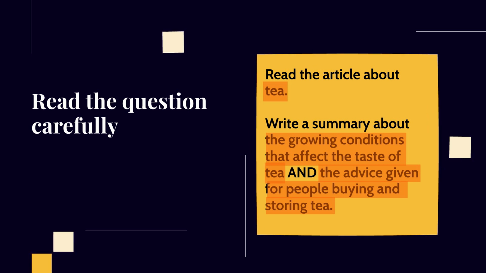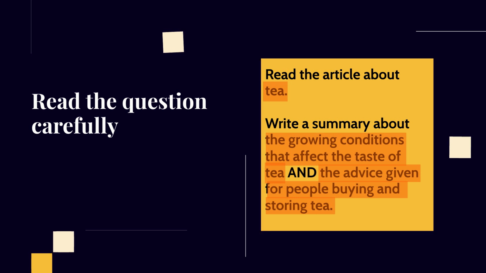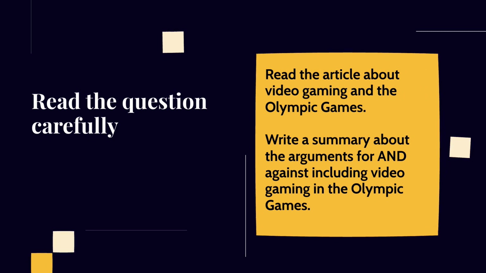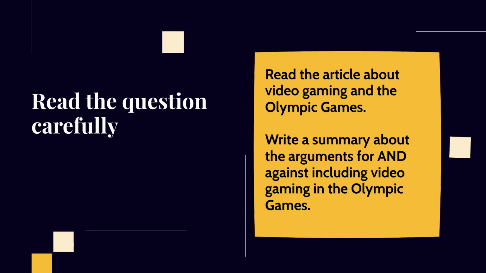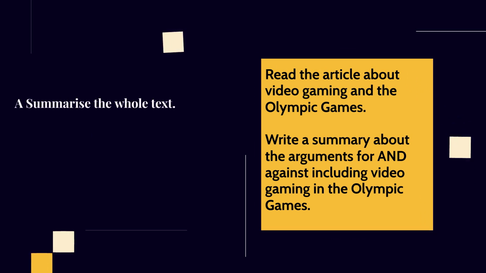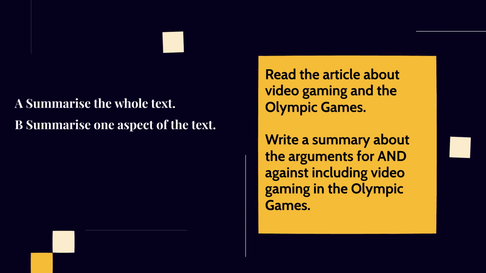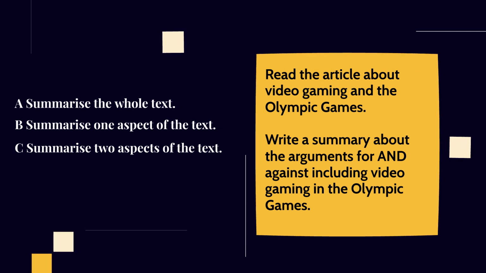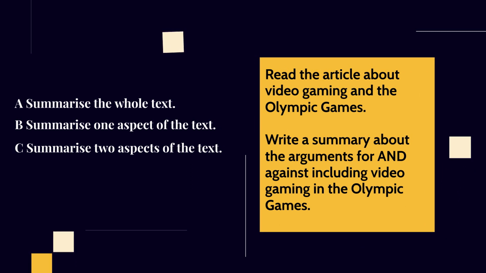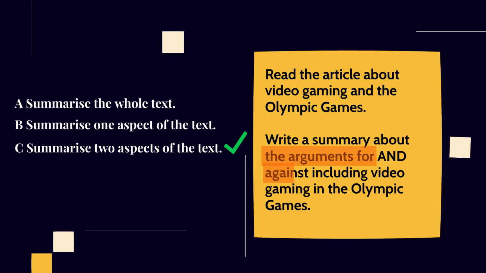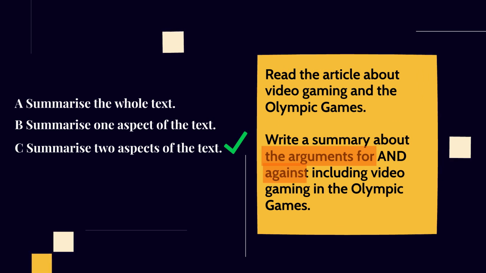Hopefully, by now you are clear on this first stage. So let's have a final check. Read this question carefully. For this question, do you A. Summarize the whole text. B. Summarize one aspect of the text. C. Summarize 2 aspects of the text. For this question, the answer is C. You need to summarize 2 aspects: the argument for, and the argument against including video gaming in the Olympic Games.